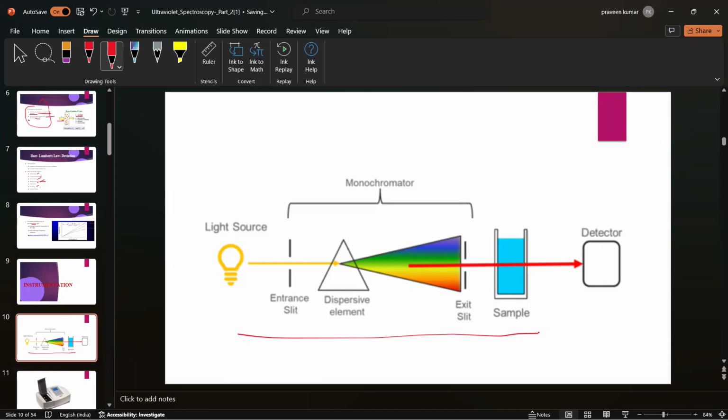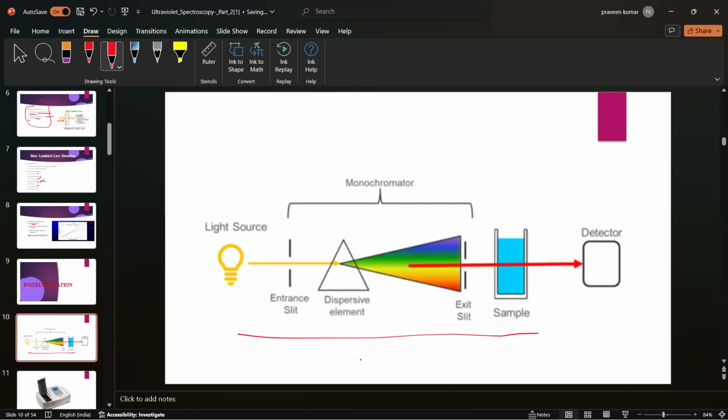Guys, give me the examples of the light source used in the UV. What are the different light sources that have been used in the UV? Come on, guys. Xenon lamp, great. Hydrogen deuterium lamp, tungsten filament lamp. So these are the different ones.